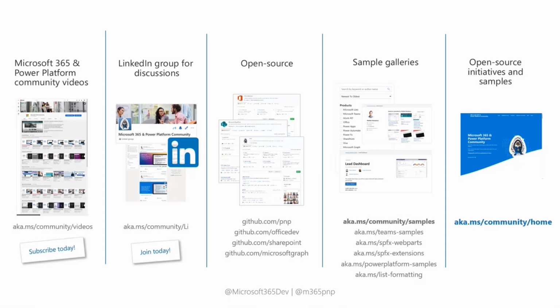And if you can't remember any of the links, the best place to go to is the landing page of the Microsoft 365 and Power Platform community, which is aka.ms/community/home. You'll basically be able to access all of the resources that are available for you through the community.